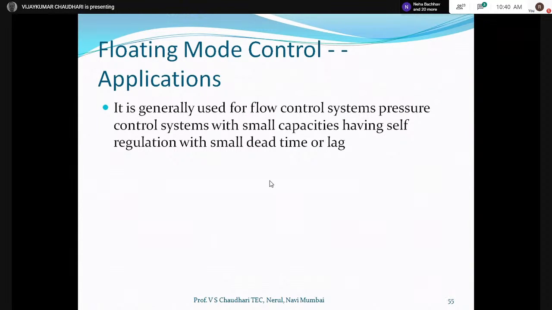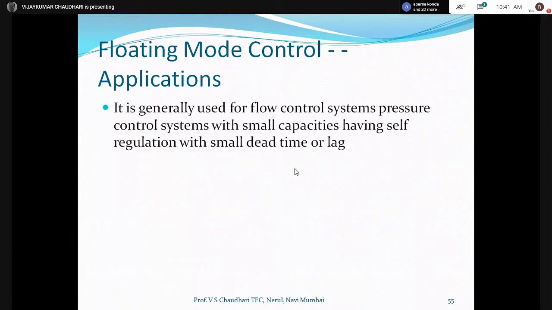Where these floating mode controls are used, it is generally used for flow control systems, pressure control systems, small capacities, having self-regulation. Self-regulation property, we have already seen what is a self-regulating system and what is a non-self-regulating system. The self-regulating system is where the system has a property of adopting the new value of the controlled variable, settling down to a new value of the controlled variable, like temperature, when the process load changes, automatically without any control action.